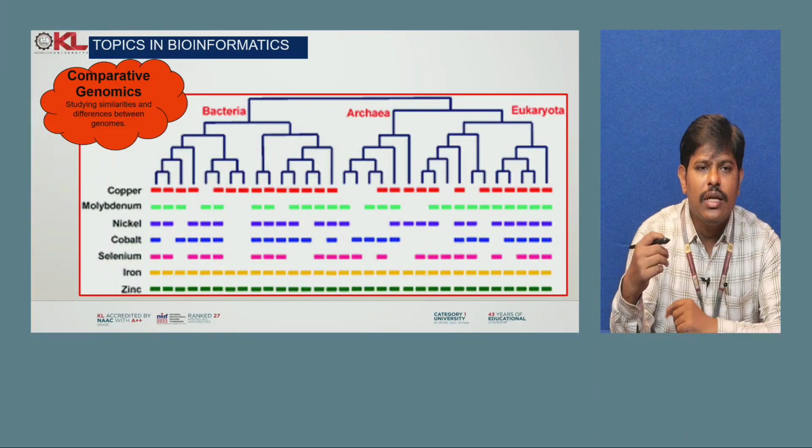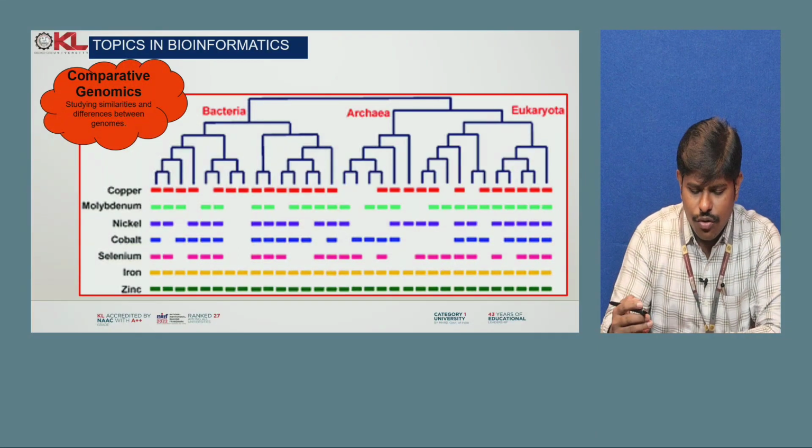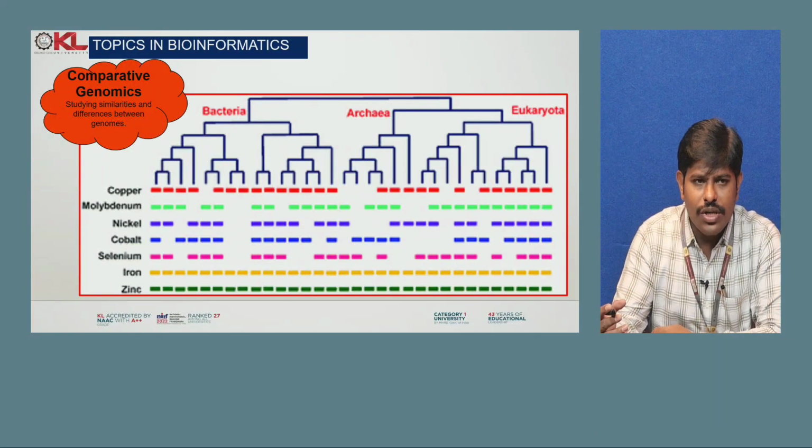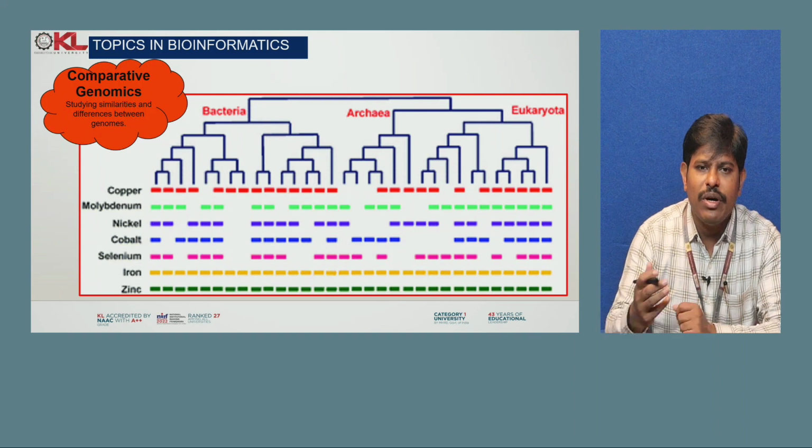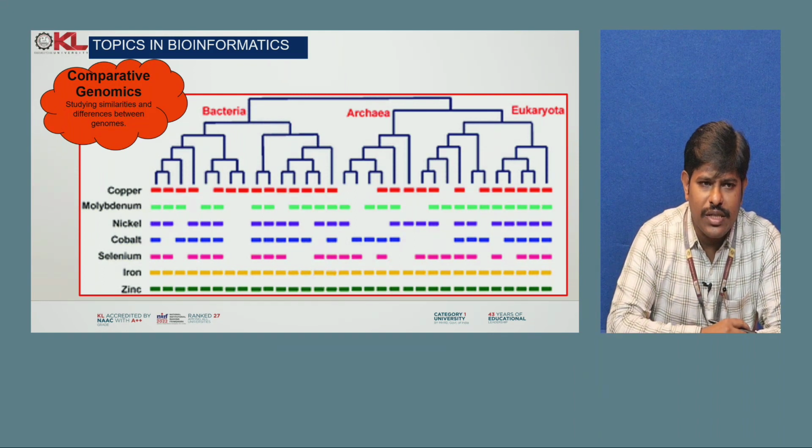Topics. As I told you, it is a multidisciplinary field. So broadly defining, in a broader sense, there are 3 to 4 topics that are most widely studied. The first topic is called comparative genomics. As the name says, comparative genomics means comparison between different genomes.